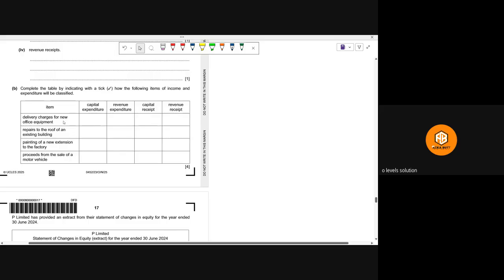Then we need to see which item belongs to which expenditure or receipt. Delivery charges for a new office equipment. This is a one-time expense. Repairs to the roof of an existing building. This is revenue expenditure. We may have to repair the building roof again and again. Painting of new extension to the factory. This is capital expenditure, because a new extension is a one-time expense. Proceeds from the sale of the motor vehicle. So this is the proceeds of the sale of a motor vehicle. Motor vehicle is a non-current asset. So that's why this is non-trading activity. That's why this is a capital receipt.